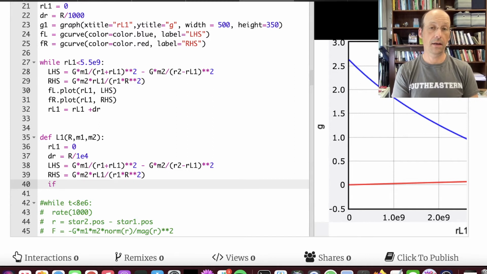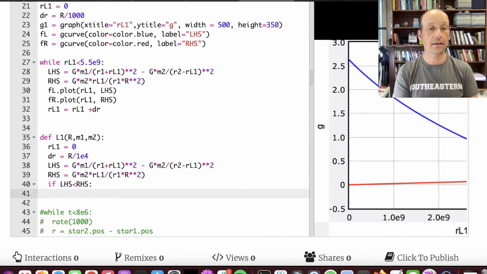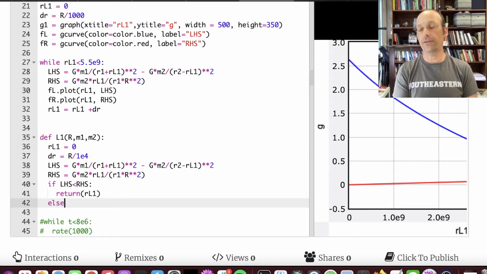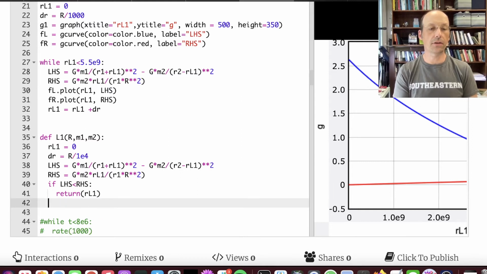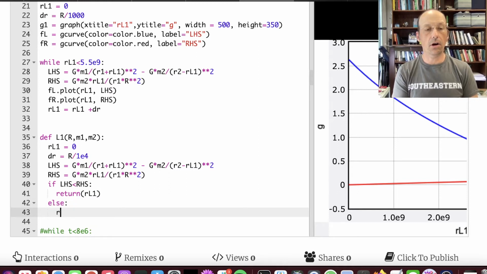Okay, then I'm going to say if the left-hand side is less than the right-hand side, then end the function and return RL1. Else, I always like to yell, don't I? Do I have to do else or can I just do nothing? Well, let's say else. I think if it returns, it'll just return. I probably should do else. Let's just try that. Else RL1 equals RL1 plus dr.